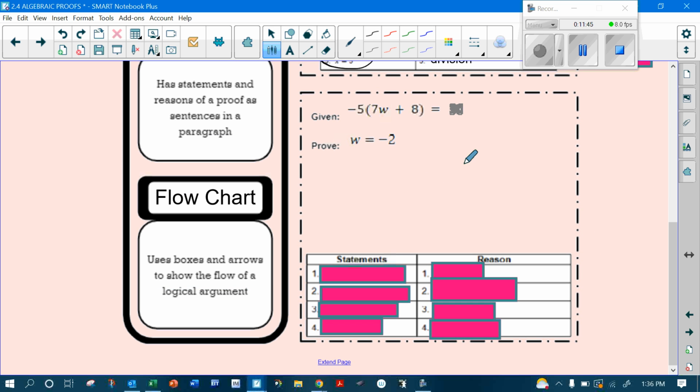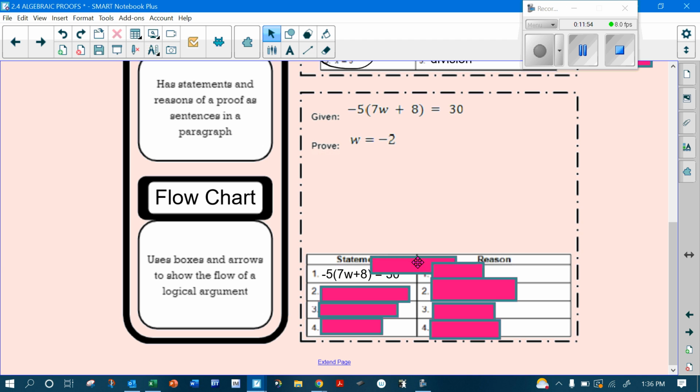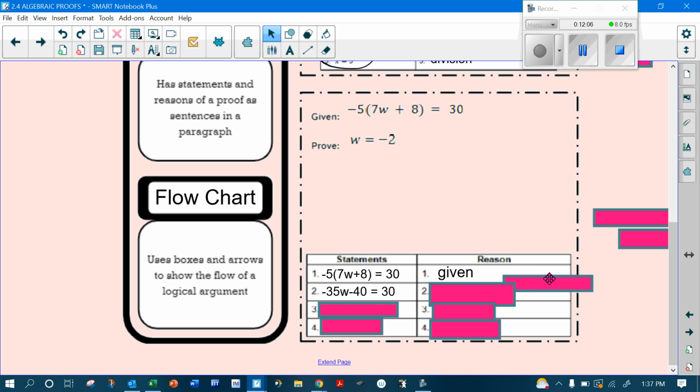All right, so let's look at this one here. So given, okay, we're going to take the given information, which is -5 times 7w plus 8 equals 30. I'm going to take that, and my reason is that it is given. Okay, this is always going to be the first thing. Now the next thing, I'm going to distribute that -5, so I get -35w minus 40 equals 30. That's the distributive property.